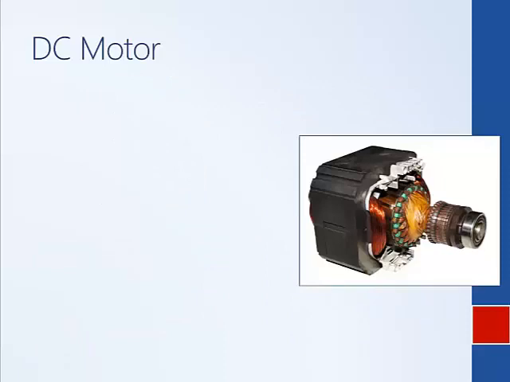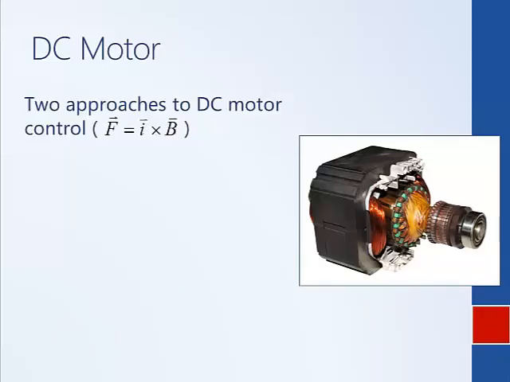Here's another picture of a realistic and actual DC motor. In general, there are two approaches to control the DC motor. We're in essence trying to control the torque, or the force acting on the rotor, which will affect how fast the motor spins and how much torque the motor generates.